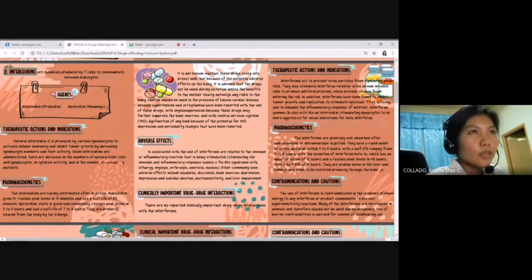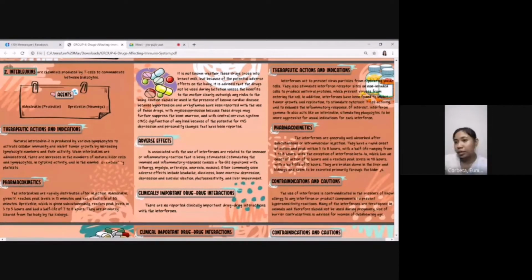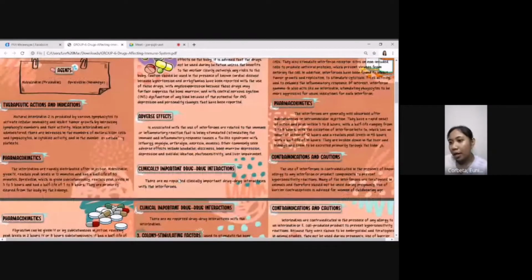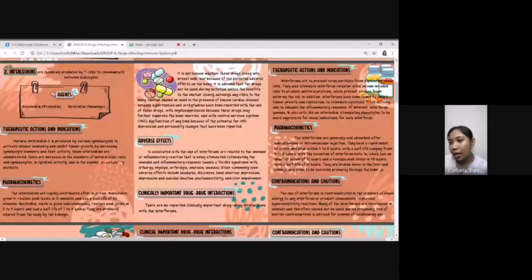Number two, the interleukins. Interleukins are chemicals produced by T cells to communicate between leukocytes. The agents include aldesleukin or Proleukin, and oprelvekin or Neumega.